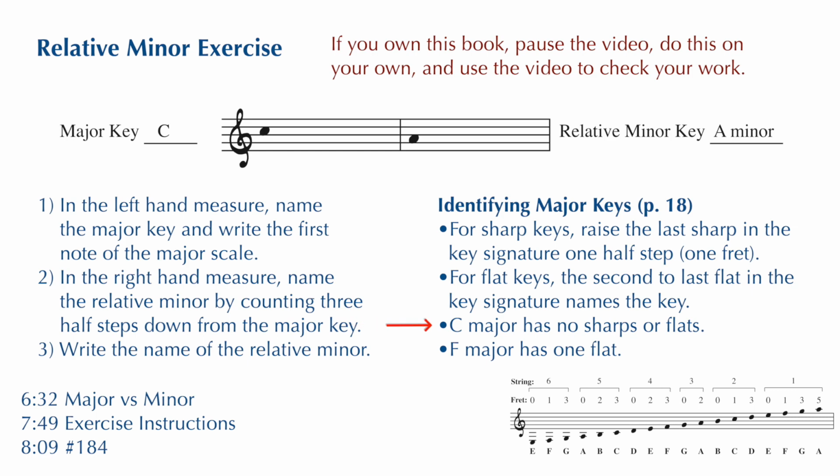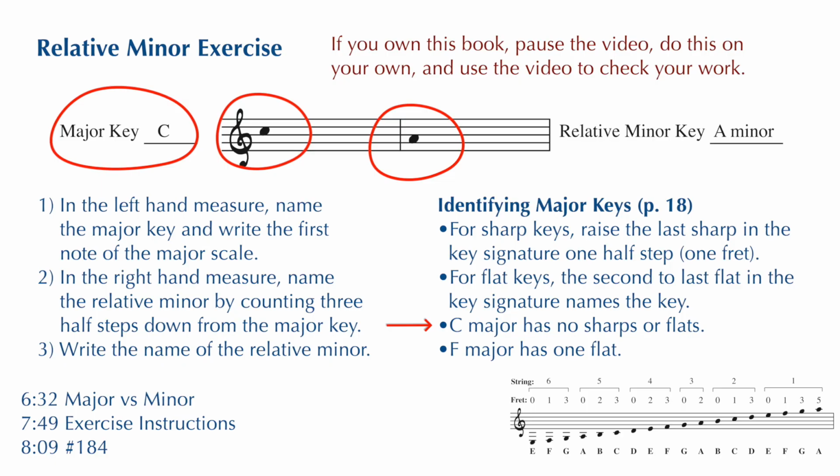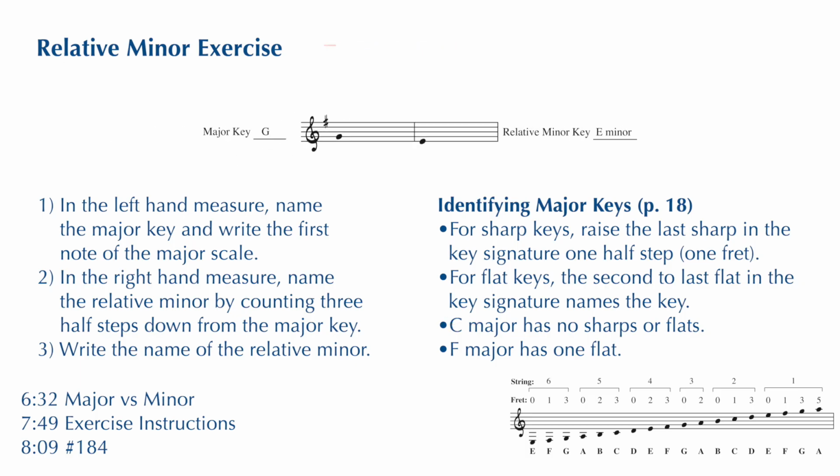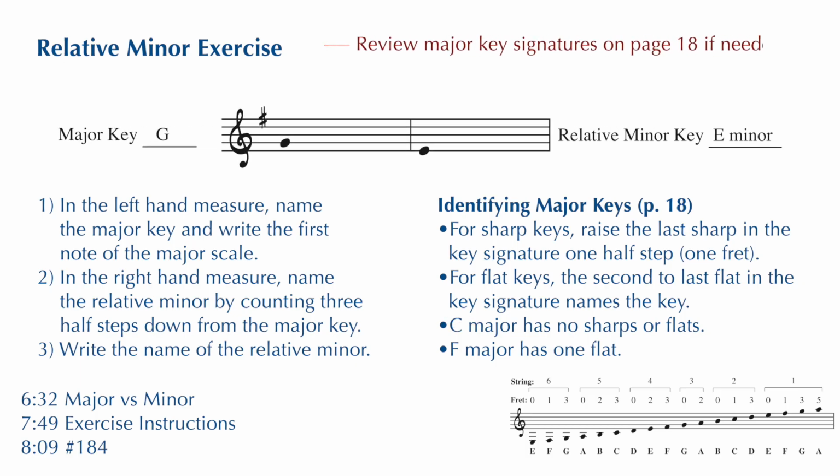There is no key signature, so that puts us in the key of C major. Then you would fill in that major key blank with the letter C. For the right-hand measure, you would count 3 half steps down from that C. So start on C, and then 1, 2, 3 half steps down puts you on an A. So you would write in the A note in the right-hand measure, and then fill in that blank on the right with A minor.